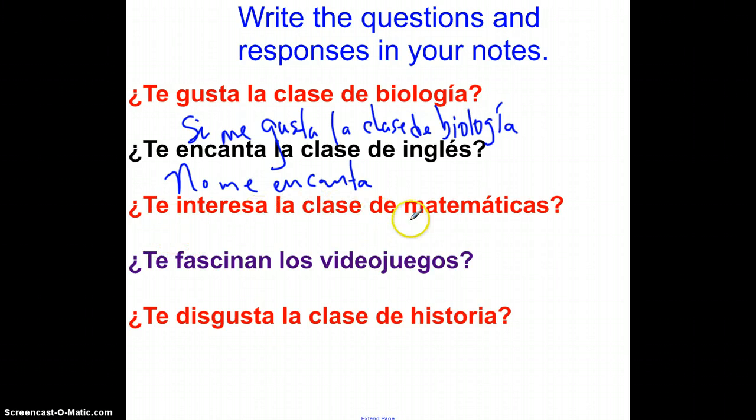Let's look at the rest of them. ¿Te interesa la clase de matemáticas? ¿Te interesa? Interesar means do you find it interesting? Sí, me interesa la clase de matemáticas. You'll notice here what I'm doing with this is super easy. I'm writing in the third person. They just end in A. If it was more than one thing, I'd have to write something different here. I'd have to make it plural.